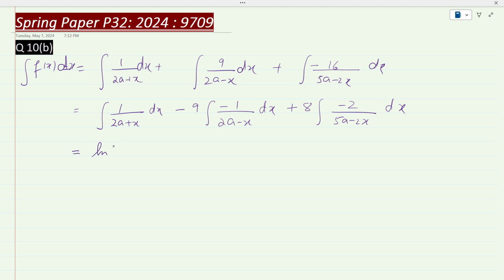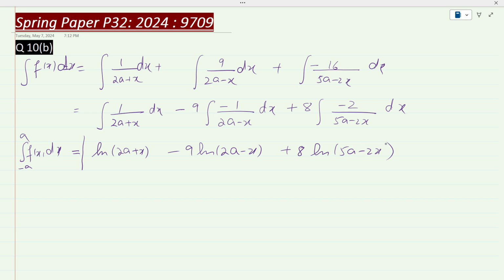First one would be log of the denominator. Second was 9 times log of the denominator. And the third one is also 8 times log of the denominator. And now as we have done the integration, we are supposed to write c over here. But what I'm going to do is write down the left hand side and place the limits.